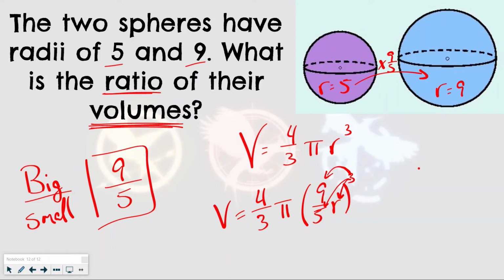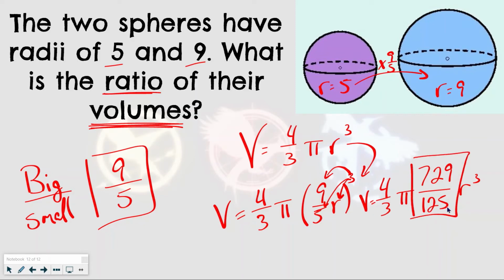So we cube 9, that would be 729. We cube 5, that's 125. So that's the change between this original equation and when I apply that scale factor to just the radius, that's the scale factor that gets applied to the overall volume. So my scale factor or ratio between my volumes is 729 over 125. That effect was cubed because we're dealing with the volume of that shape rather than just a length. A length within that shape.